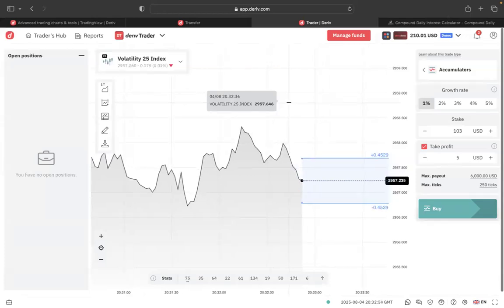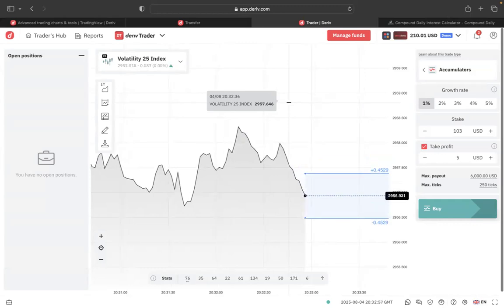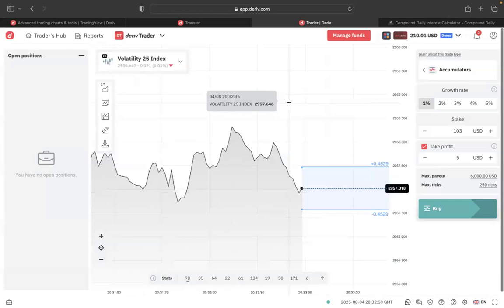Having said that, I'm going to be ending the session here tonight. We're going to be coming again tomorrow to continue with advanced market structure.